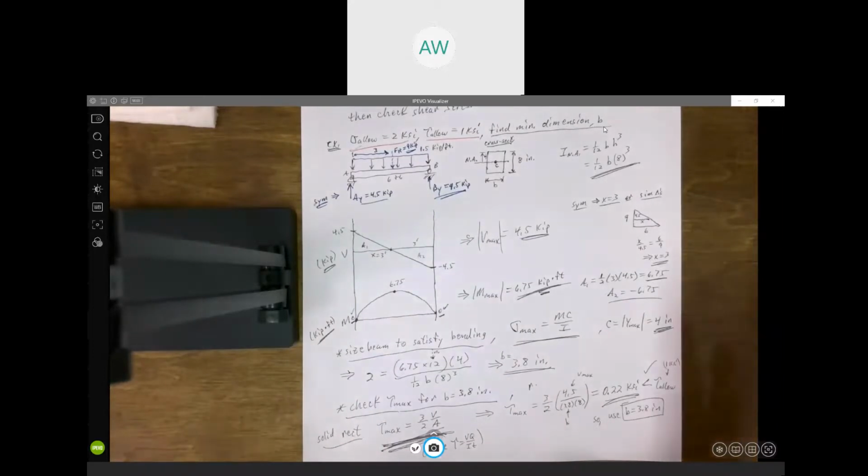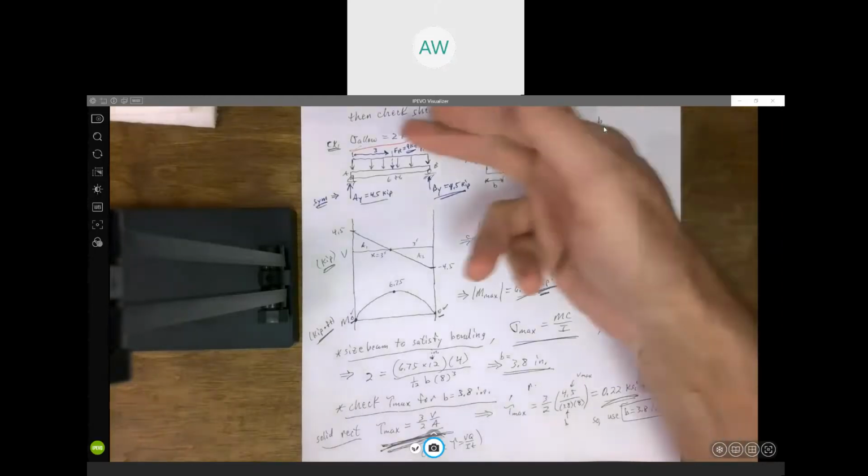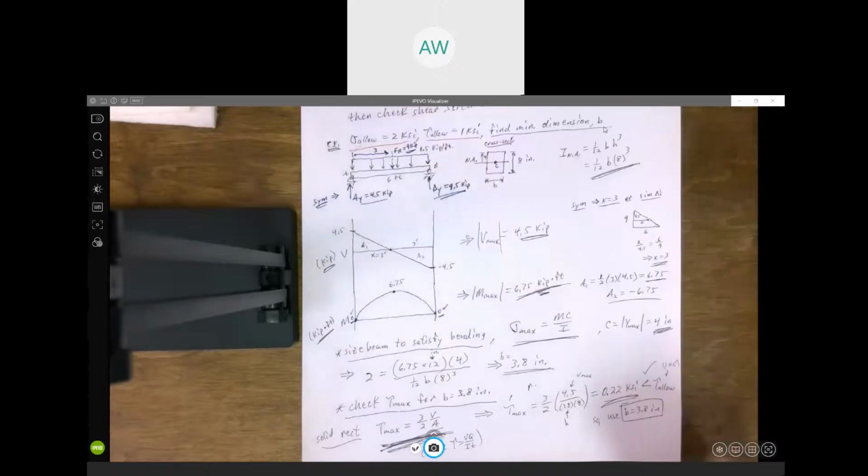So any questions about something in particular or the general process there? Again, it's using a lot of the same things we've been doing in chapter 6 and 7. The difference here is we know what stress we can't exceed. What size beam do we need so that that doesn't happen?